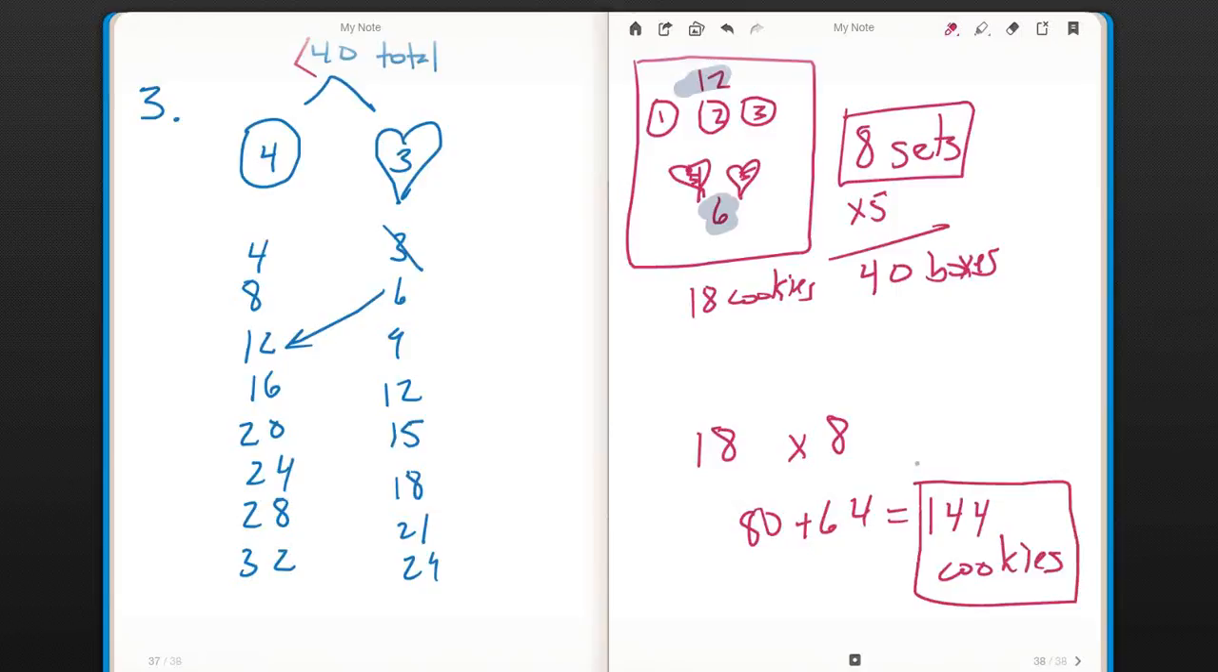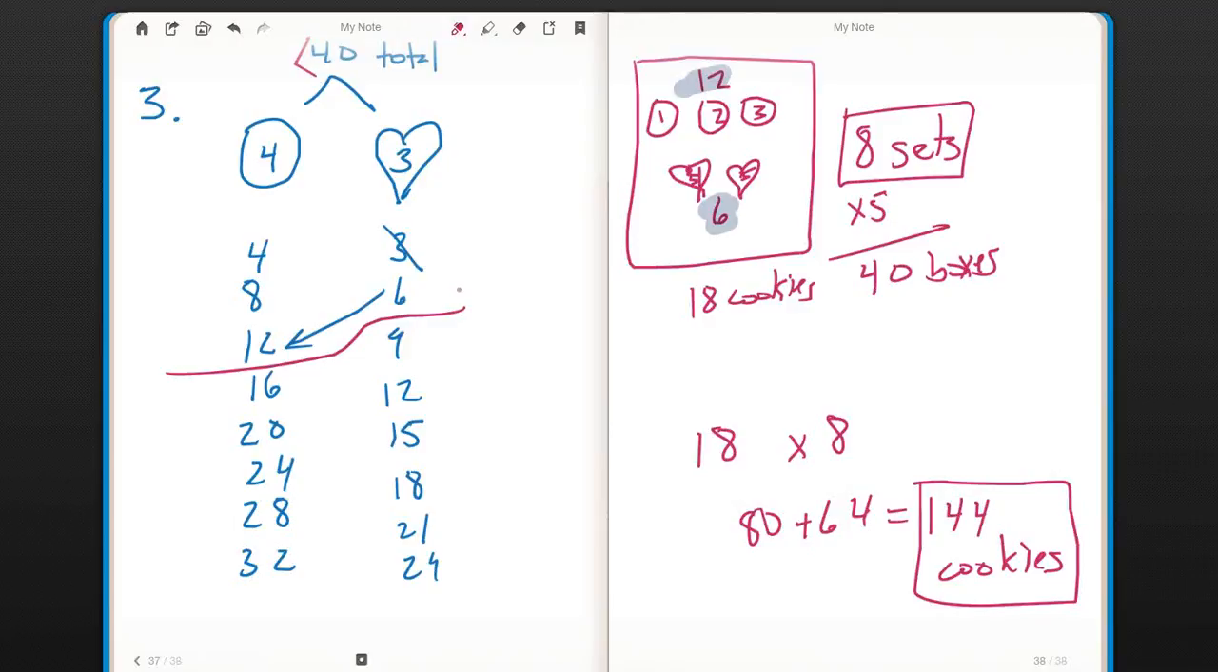The thing I like about Singapore math, one of the things I like is the math involved in doing this was simply counting by 4s and counting by 3s. I didn't even have to go very far. And then I did 8 times 5 is 40. I did 18 times 8 is 144. The amount of math that I had to do was minimal. Look how much thinking I had to do.